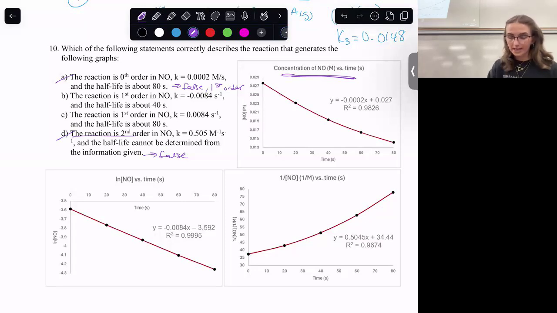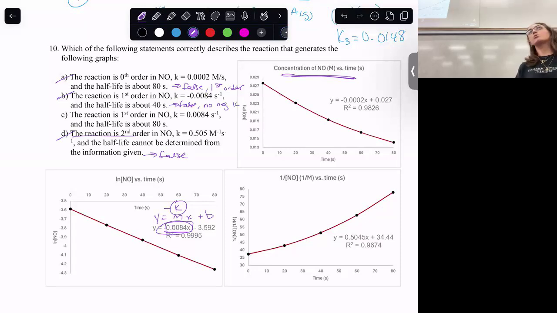So yes, it looks like, according to your slope, y is equal to mx plus b, that your slope should be negative k, but it's a negative k, right? This is negative k. So you want to take the negative of the negative. So k is just the positive portion of this, which is the 0.0084. So it should be C. Let's prove that it's C, right? So this is false. No negative k. So let's prove that it's C.